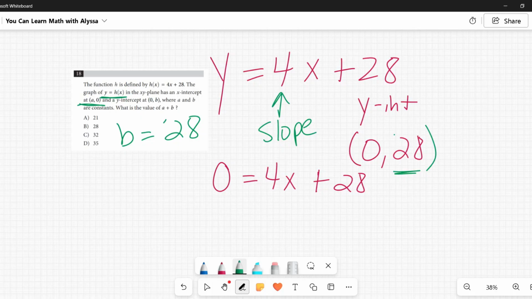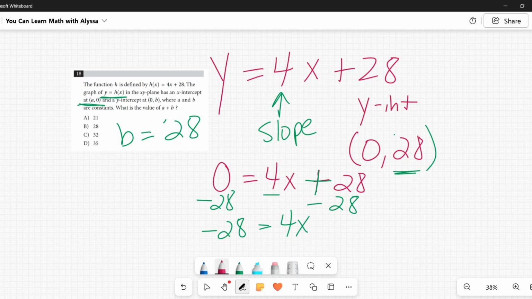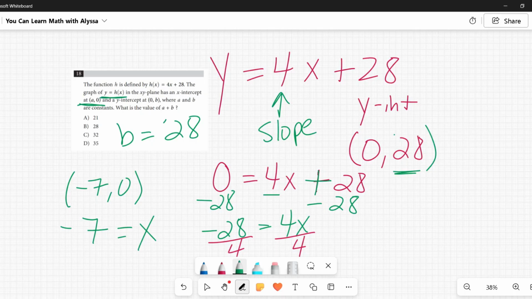I'm going to undo what's been done to x. x has been multiplied by 4, and then 28 was added. To undo that, I just go backwards. The opposite of adding 28 is subtracting 28. So I get 0 minus 28, or negative 28, on the left, 4 times x on the right. Then x has been multiplied by 4, so I'm going to do the opposite and divide by 4. Negative 28 divided by 4 is negative 7. So x is negative 7, and my x-intercept would be (-7, 0). So my a is negative 7.